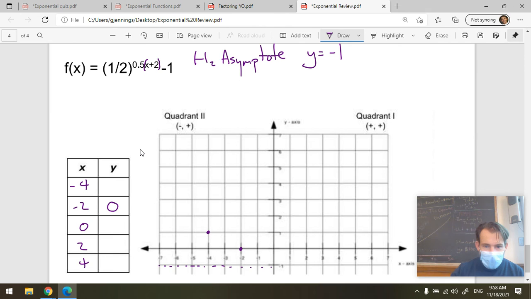Don't cross that line. And so this looks to be coming down this way, going through there, and then down and along that way. Okay, so it's 0. 0 plus 2 is 2. 2 times 1.5, 2 times a half is 1. 1 half minus 1 is negative 1 half. So it's there.